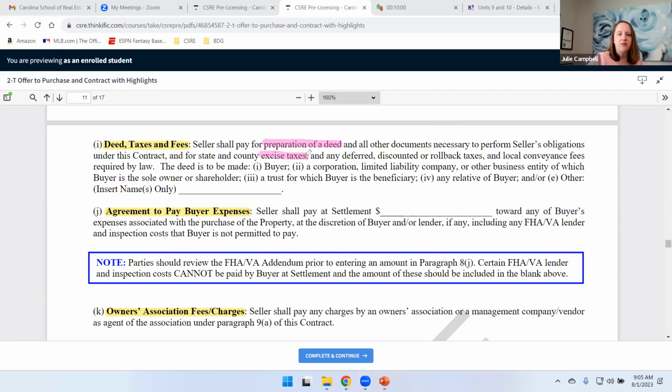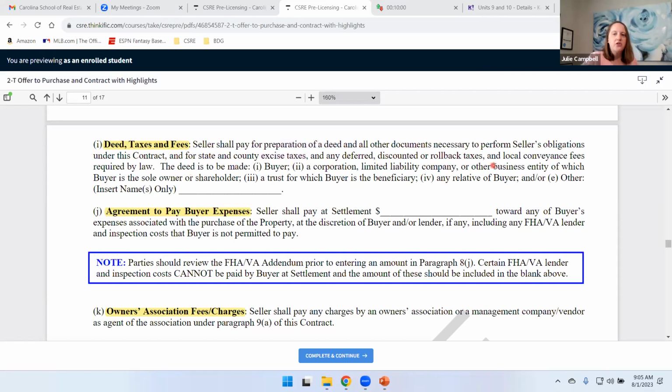The seller is also responsible for excise taxes and any kind of local conveyance fees that might be required by law. So we talked about excise taxes back in Unit 5. That's the 500th of the purchase price. So the contract spells out that the seller is responsible for paying for that. When we get to Unit 21, 21 is all about going to closing. And that's going to include all of the seller's debits, all of the buyer's debits, and both parties' credits as well. So we'll revisit deed prep and excise tax.